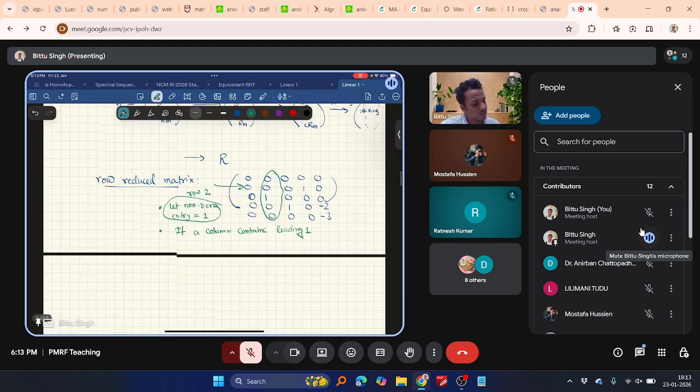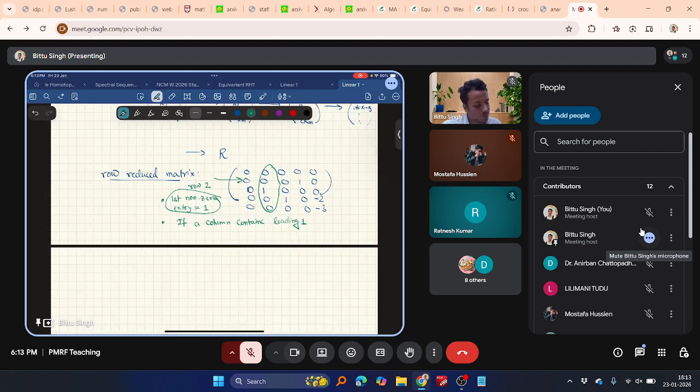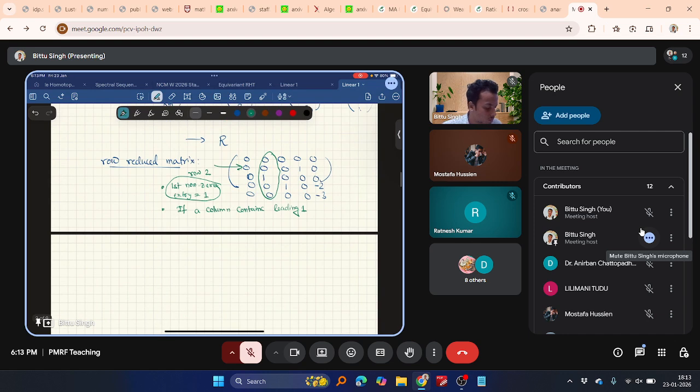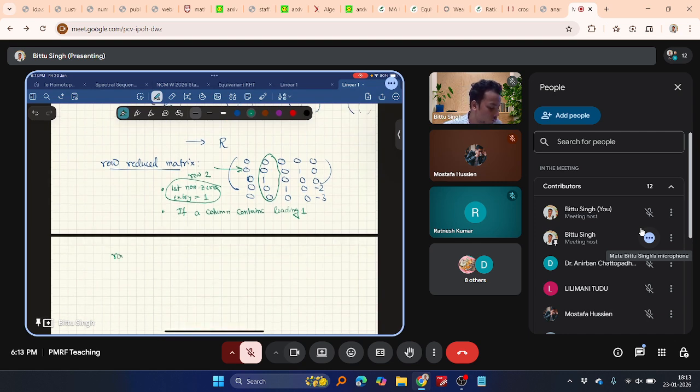So this is how a row reduced matrix is defined. And there is another kind of matrix which is called row echelon form, row reduced echelon form. In short, it is denoted by RREF.